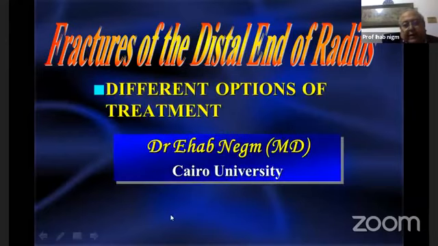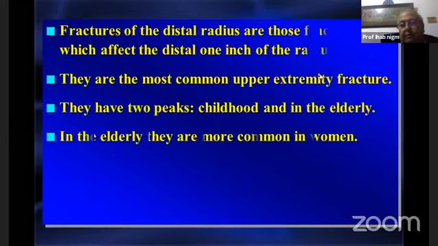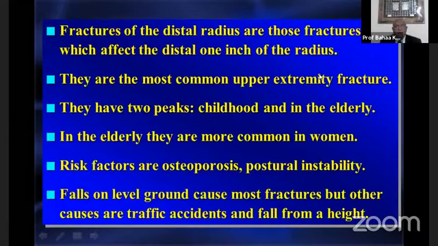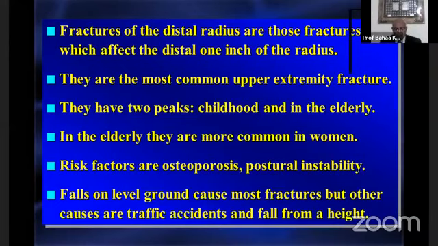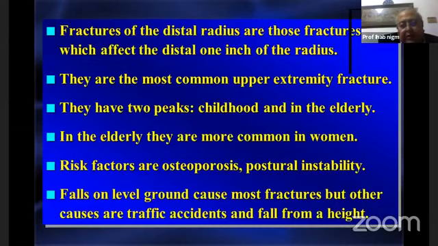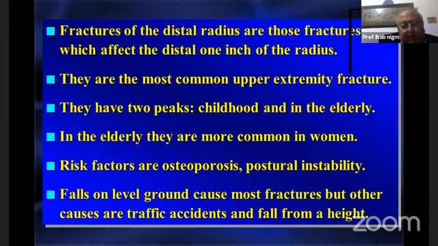Fractures of the distal radius, different options of treatment. Fractures of the distal radius are those fractures which affect the distal 1 inch of the radius. They are the most common upper extremity fracture. They have two peaks, childhood and in the elderly. In the elderly, they are more common in women. Risk factors are osteoporosis and postural instability. Falls on level ground cause most fractures, but other causes are traffic accidents and fall from a height.